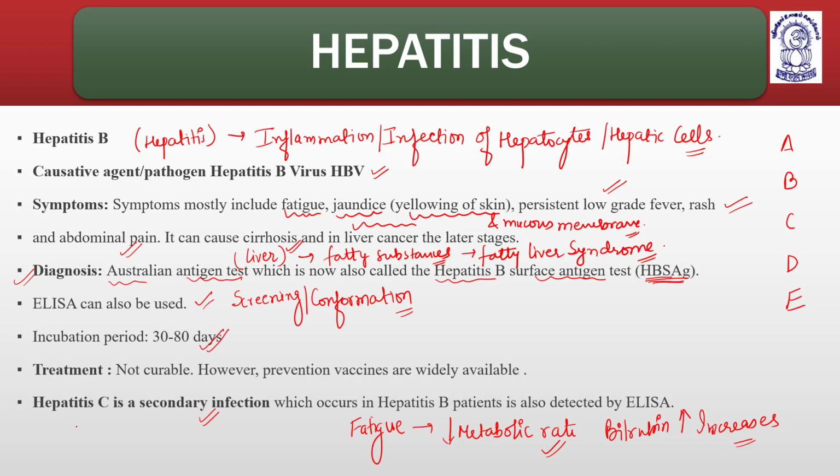Thank you. So hepatitis C comes as a hospital acquired infection in persons who are having hepatitis B infection or who are suffering from liver cirrhosis, and if they are hospitalized, maybe because of poor sanitation techniques, or because another person is having the same infection, they can acquire this infection, hepatitis C, which occurs in hepatitis B patients and is also detected by ELISA, enzyme linked immunosorbent assay. Understood?